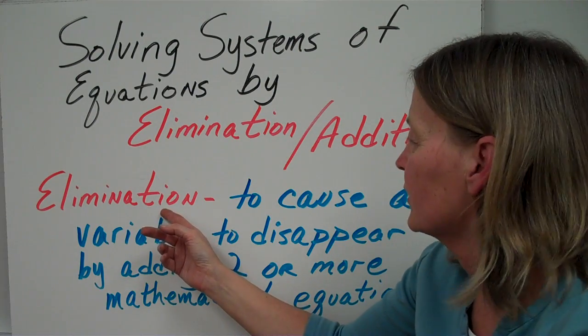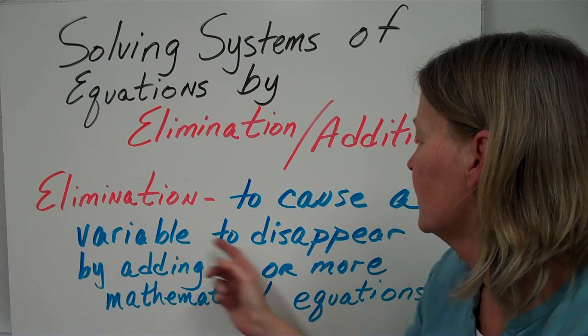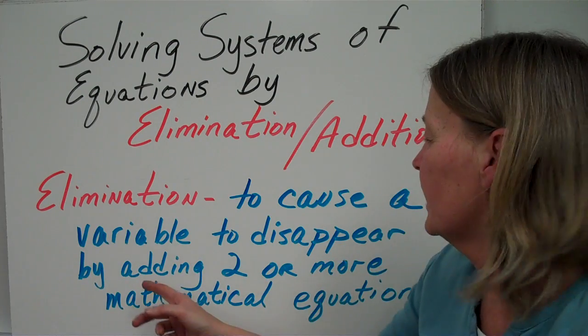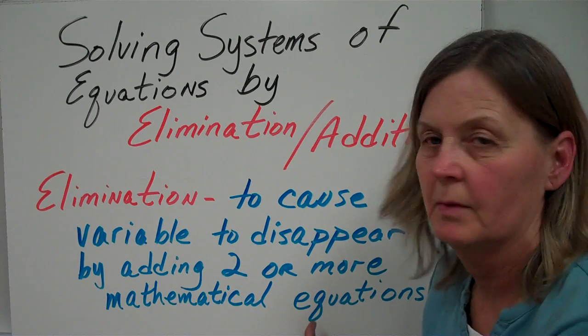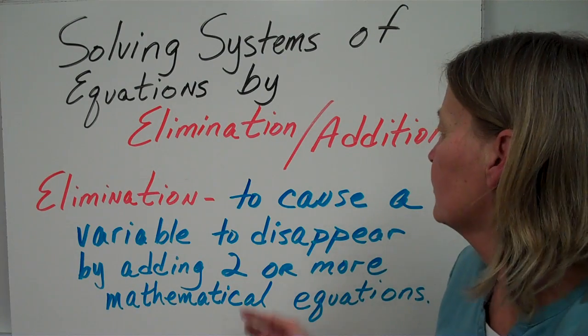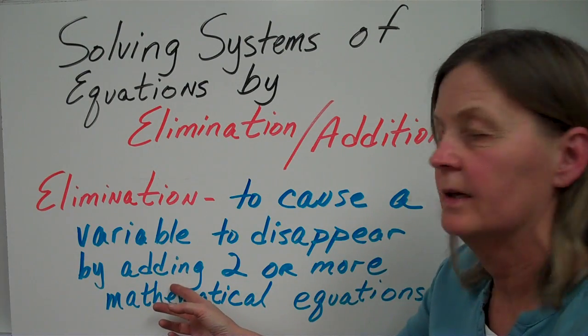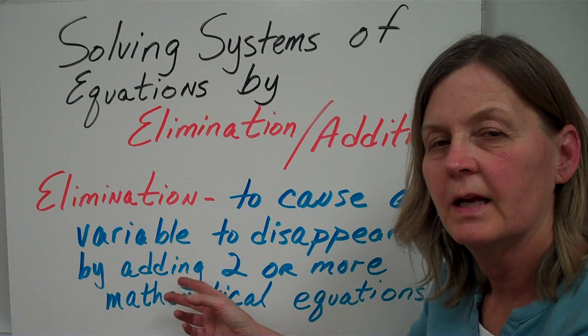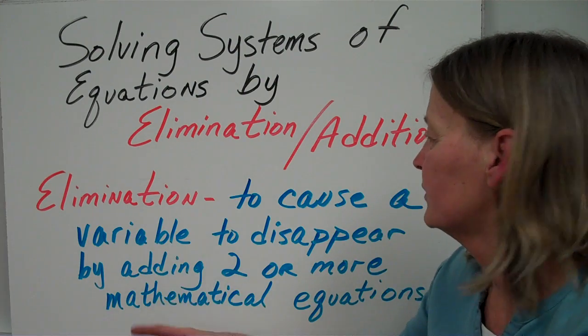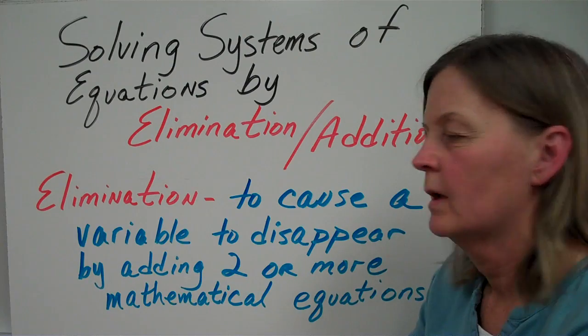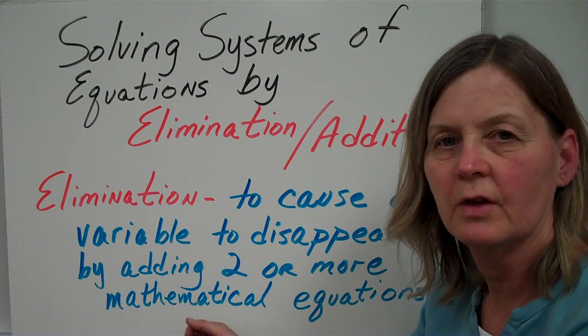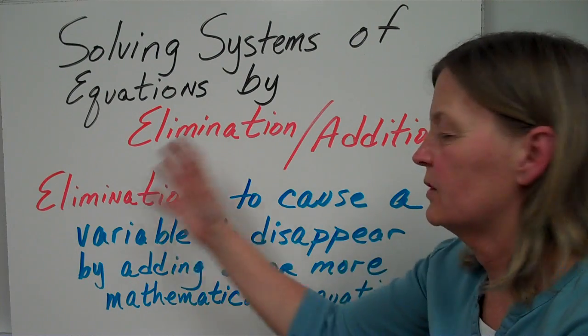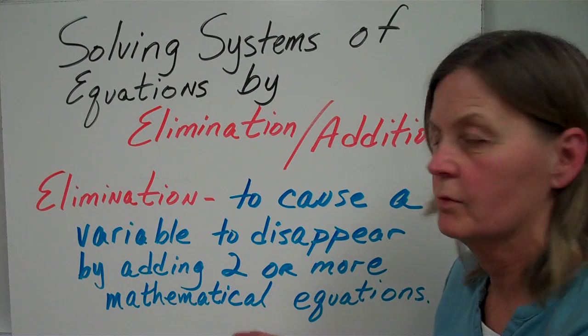Elimination, or a definition or explanation, is to cause a variable to disappear by adding two or more mathematical equations. So that's where I put the addition, because you're going to add two equations. And by adding them, we're going to cause a variable to disappear. And you'll see this happen as I go through the examples. But that's just a quick overview of what we're going to be doing.